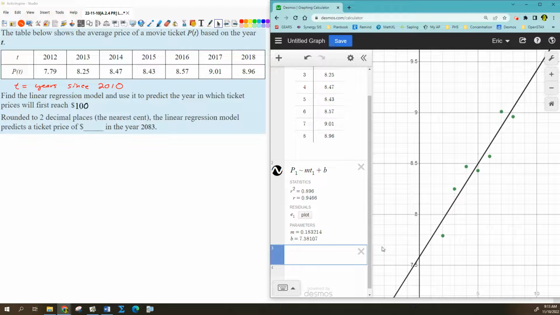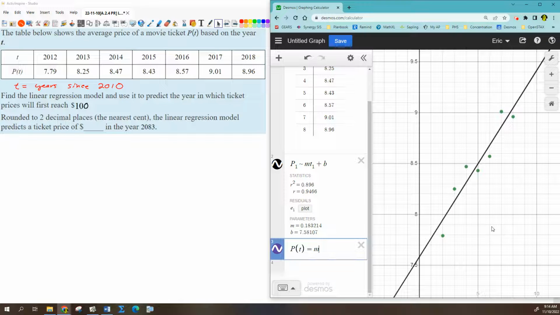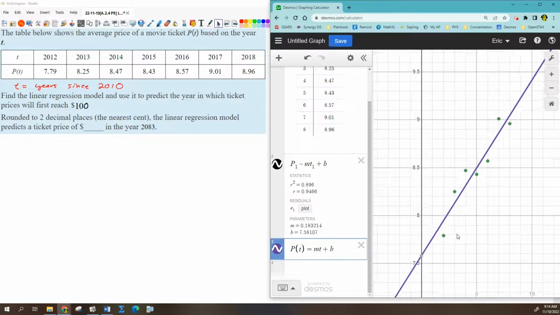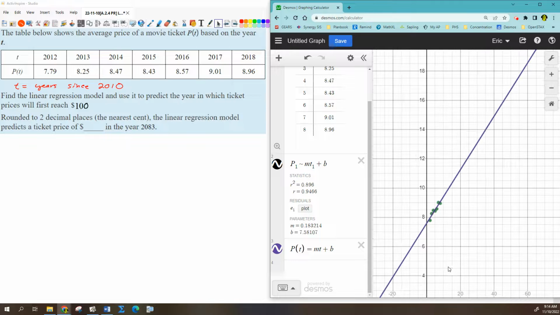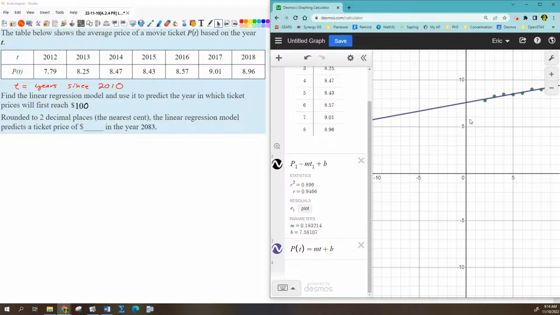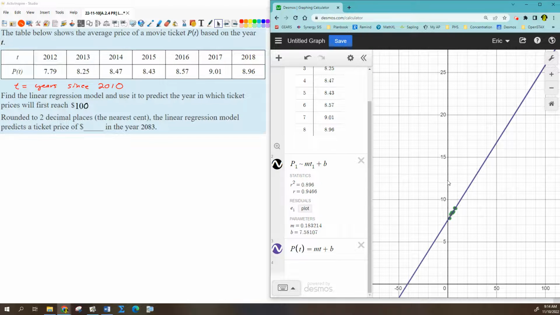And then if we want to make a prediction here, let's go ahead and turn this into a function. I'm going to call this P of T equals MT plus B. And there's my line. Okay. All right, now how am I going to do this one? This is a little bit different, right? If I zoom out a little bit here, there we go. So my input is T, my output is P.